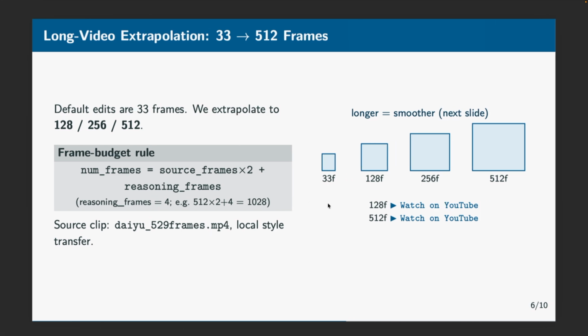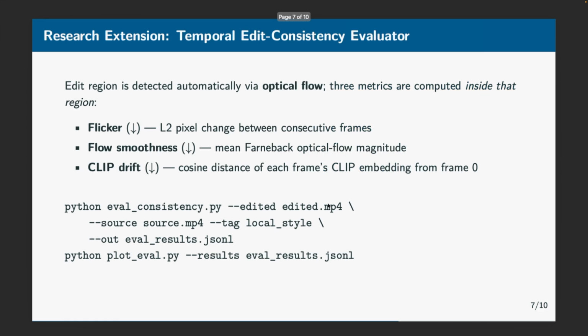Our research extension is a temporal edit consistency evaluator. It detects the edited region using optical flow, then computes 3 metrics inside that region. Flicker is the pixel level change between consecutive frames. Flow smoothness is the average optical flow magnitude, forward and back. And clip drift is the semantic distance of each frame's embedding from the first. It's a single command line script that writes results to a JSON lines file.